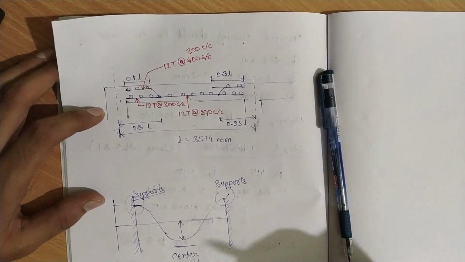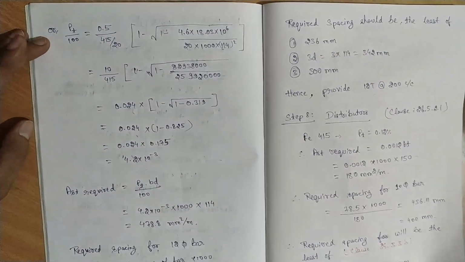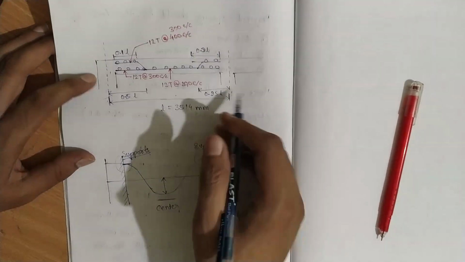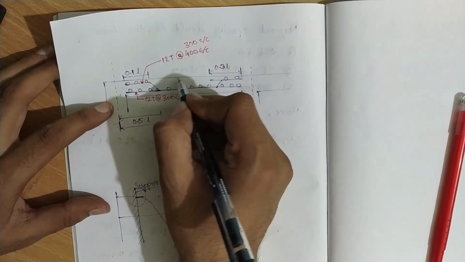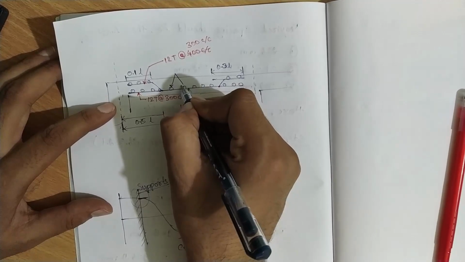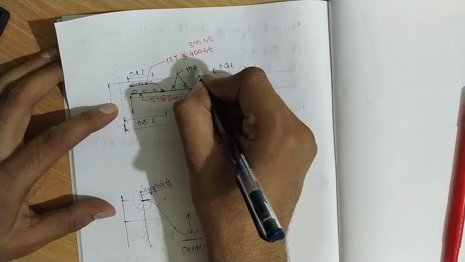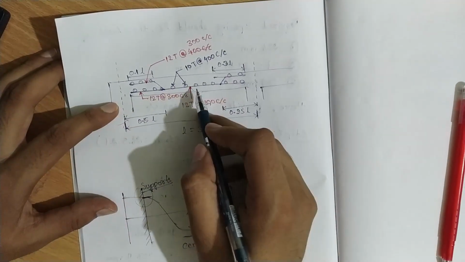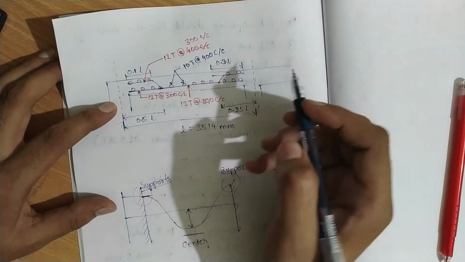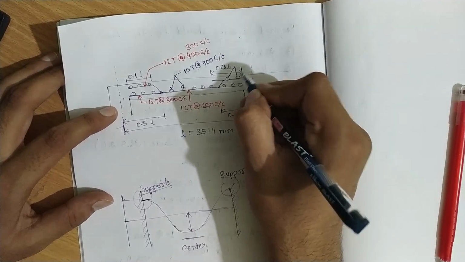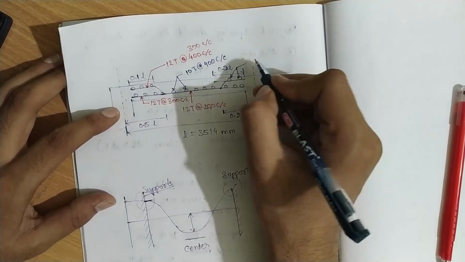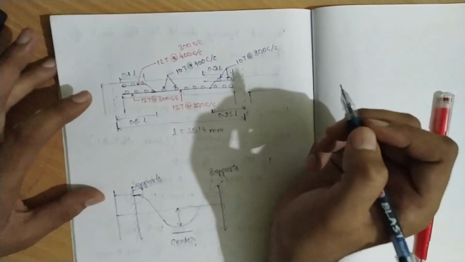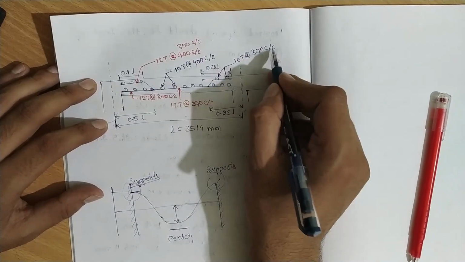Now we will come to the distributors. So what we have to provide in distributors? It's 10T at the rate 400 center to center. So our these distributors will be 10T at the rate 400 center to center. Now even in the case of distributors, we have to provide 50% of it at the supports. So I will again double the spacing, so it will be 10T at the rate 800 center to center, but again our code doesn't allow us to provide this much spacing.